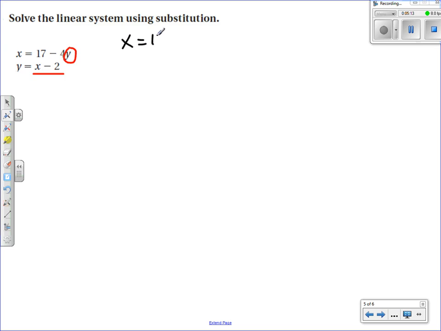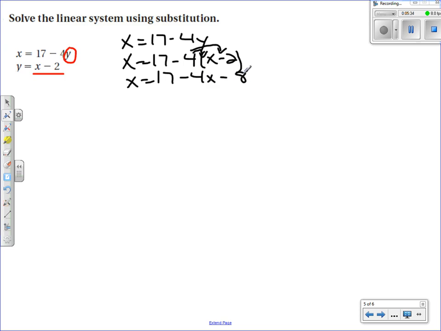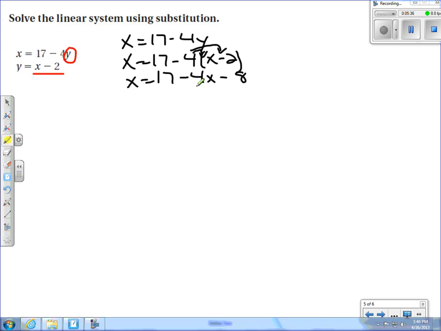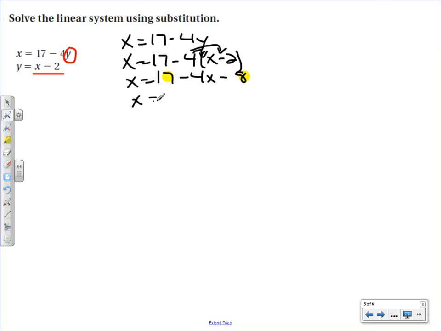So x equals 17 minus 4y. X equals 17 minus 4. And instead of y, we're going to put in x minus 2. X equals 17. We're going to distribute our negative 4 here and here. Negative 4 times x is negative 4x. Negative 4 times negative 2 is negative 8. We're going to look for our like items. This and this are our like items. So 17 and 8 would be 25 minus 4x.